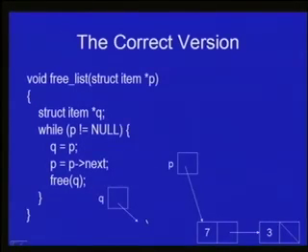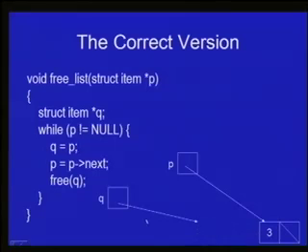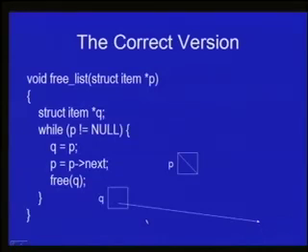Q is again assigned p, so q now points to the second element. P is assigned p arrow next, and then free q, so the second element gets deallocated. And then p is still not null, so we'll execute the loop one more time. Q is assigned p, p is assigned p arrow next. P arrow next in this case is null, so p becomes null, and free q results in this last structure being deallocated, and so the entire list has been freed.